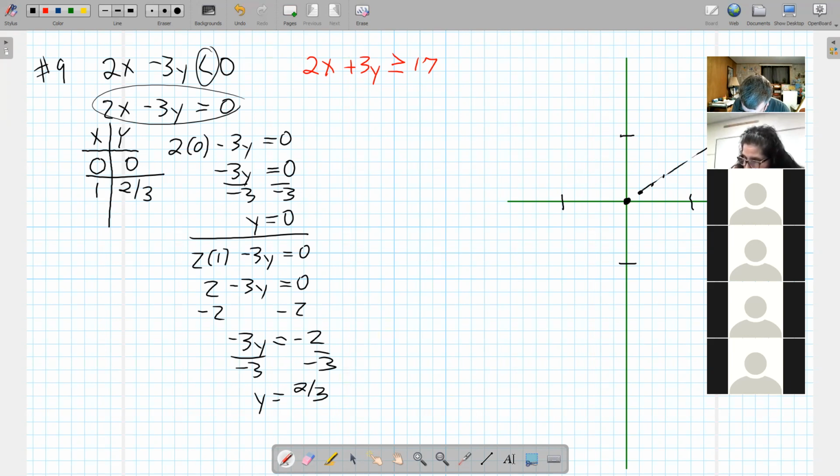Could you show us in the slope intercept method as well with the problem? Yeah, we'll see how time permits. I'll try to, but yeah.